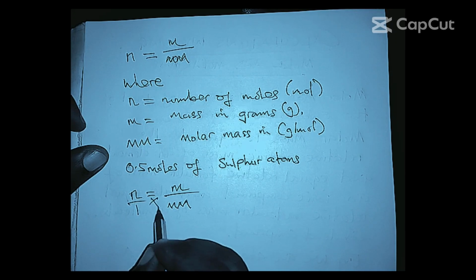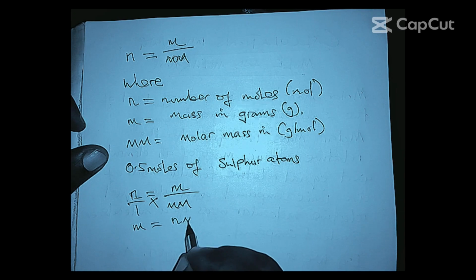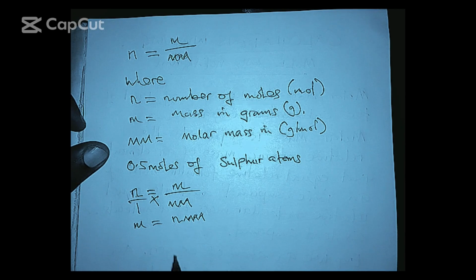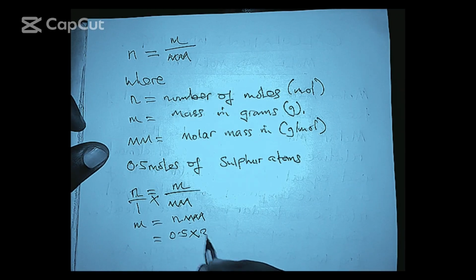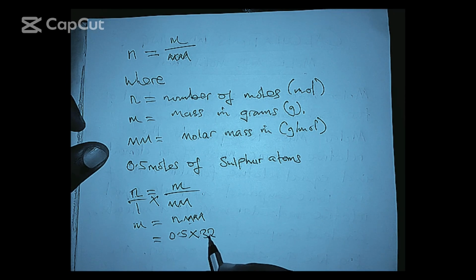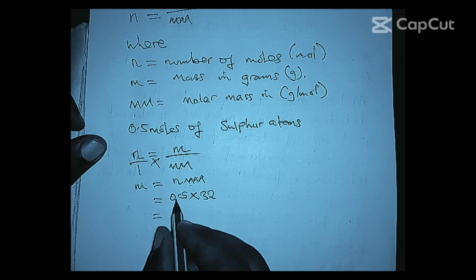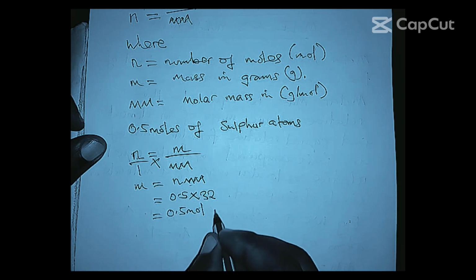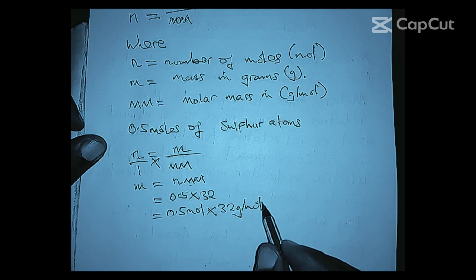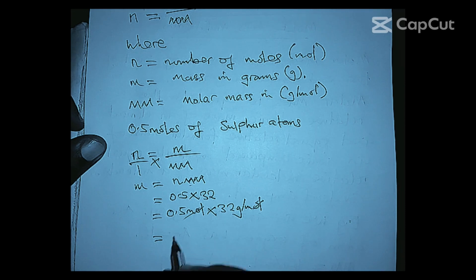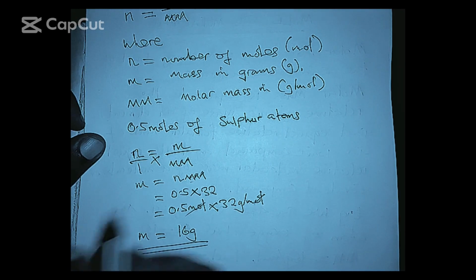So say over 1, we'll cross multiply 1 times mass. It will be mass equals number of moles times molar mass. Then we are going to substitute number of moles. It is 0.5 times molar mass of sulfur is 32. Okay, so let me put units properly here so that you see very well how units move along. So here number of moles is 0.5 mole times molar mass is 32 grams per mole. Then this mole and this one will cancel. Then 0.5 times 32 grams, it will be 16 grams. So again, this will be the mass. So as simple as that.